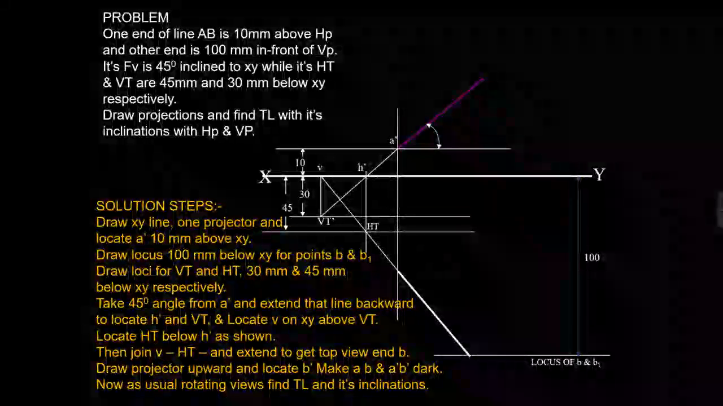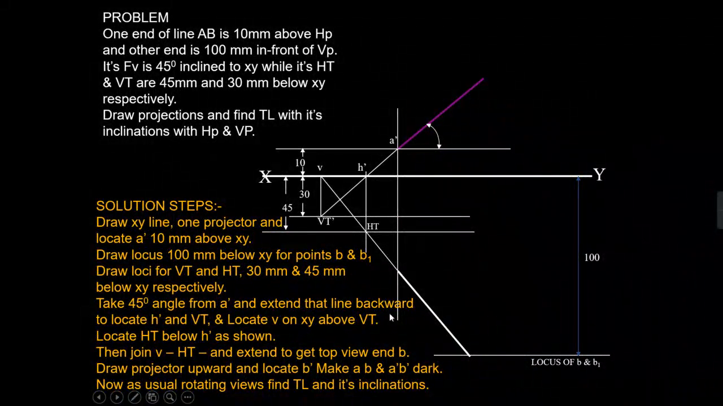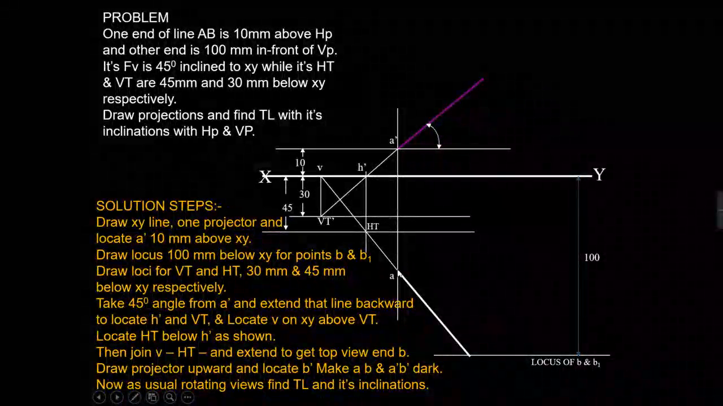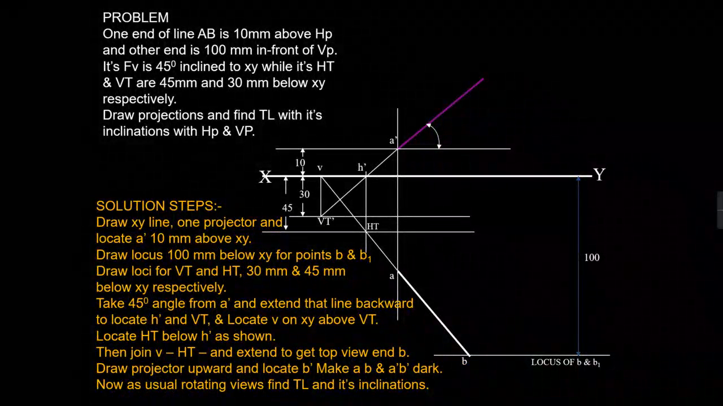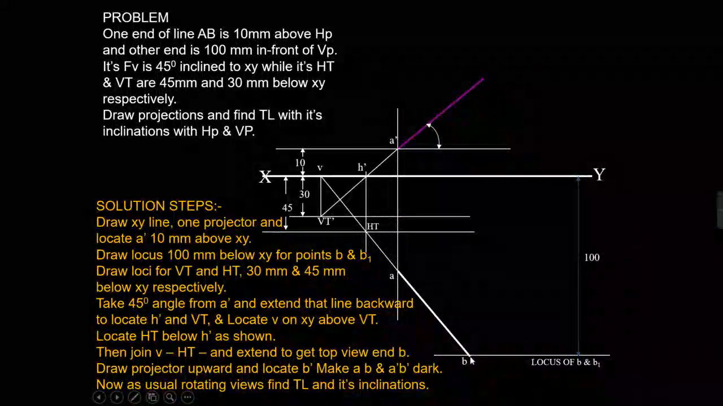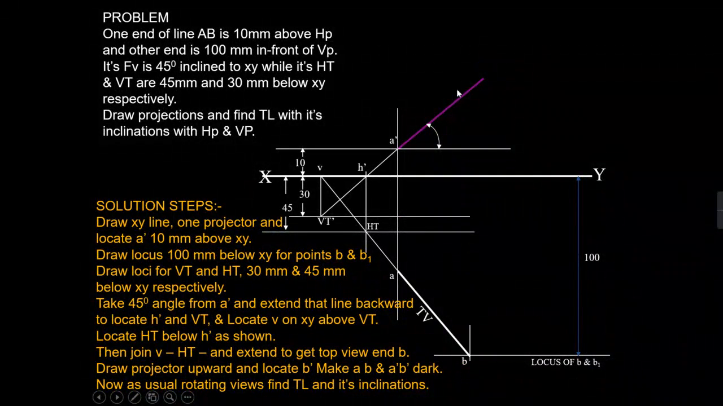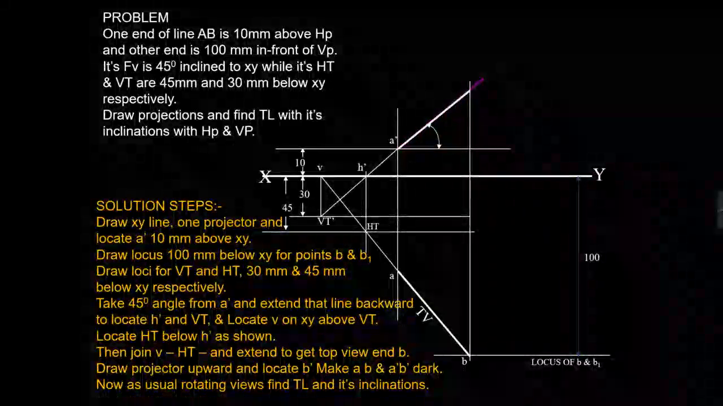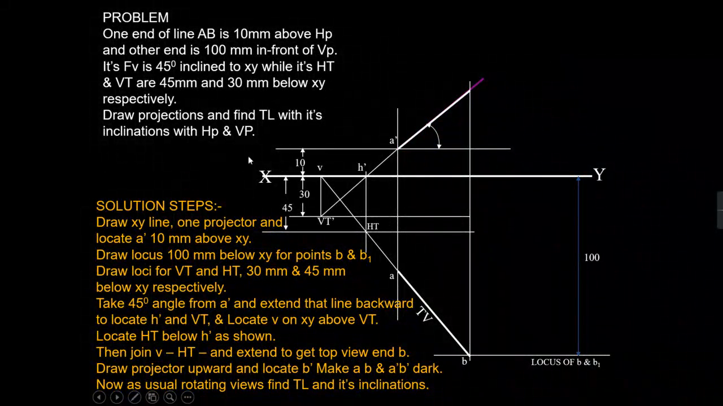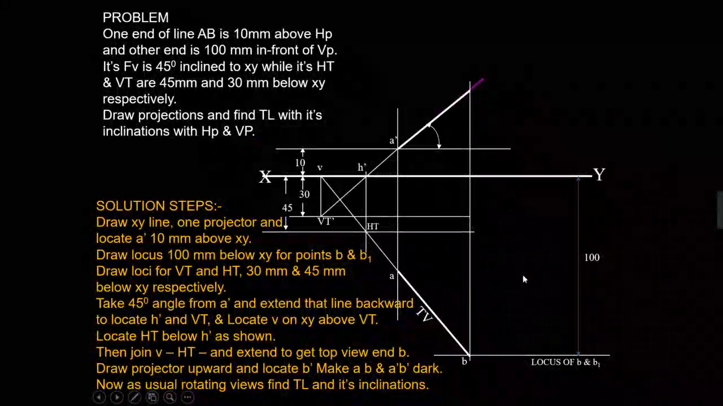So this is your point B, and if you draw the projector from the A dash, then you will get the position of point A. So this is your A dash, this is your B, A, this is your B, and if you draw the projector, then you will get the B dash. So this is your front view and top view of line AB. Then you have to find the inclination with the HP and VP and true length. So this is the same procedure.